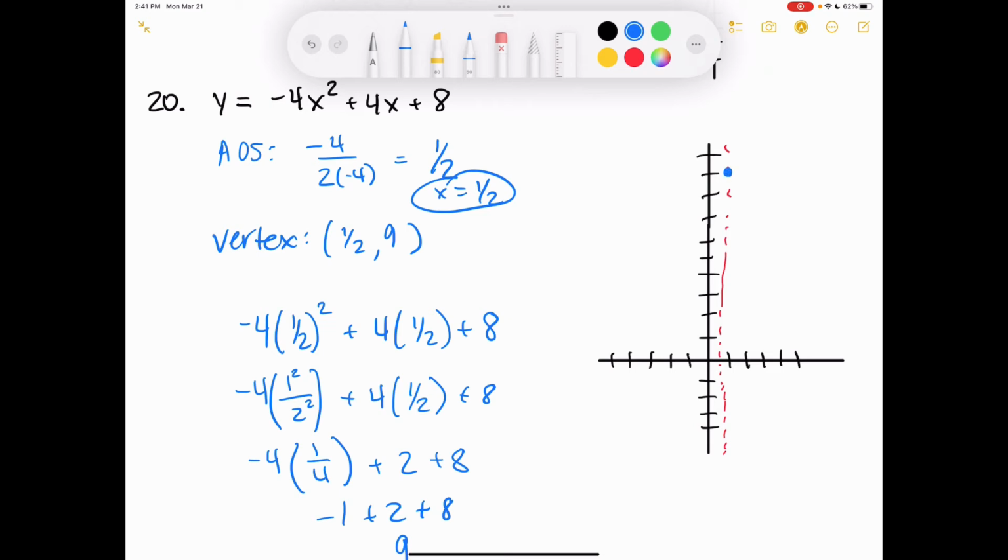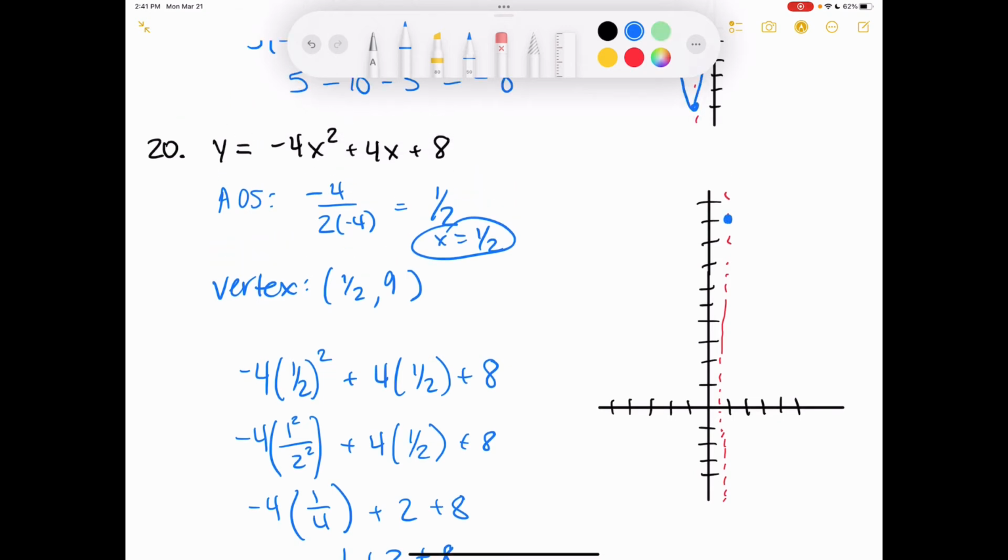Now, before I do anything else, I want you to notice something. There's a negative sign in front of the first term. So rather than being upright, it's going to be down. Okay, so instead of it looking like a U, it's going to look kind of like an N.